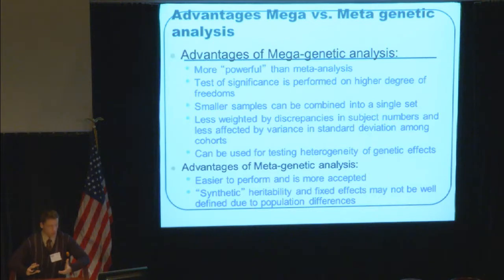But then, of course, you have certain advantages of the meta-genetic analysis. One of them is that it's a lot easier to perform, and it's a lot more acceptable because it's a commonly used scientific technique. It can also be said that this synthetic heritability, or any other genetic measurements extracted from synthetic pedigrees, and by the same token, genetic measurements extracted from fixed effects, may not be well defined due to population differences. This, again, comes back to the point of heterogeneity of genetic effects by pedigree, by geographic location, by ethnicity.